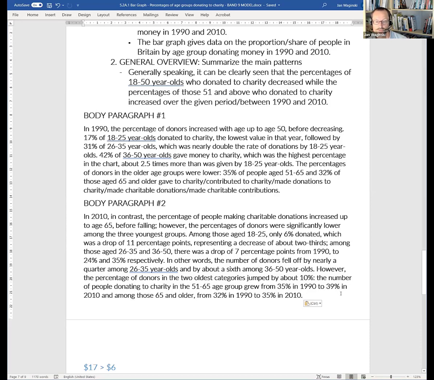Okay. Describe the difference. Explain what that difference means. Compare it to something.